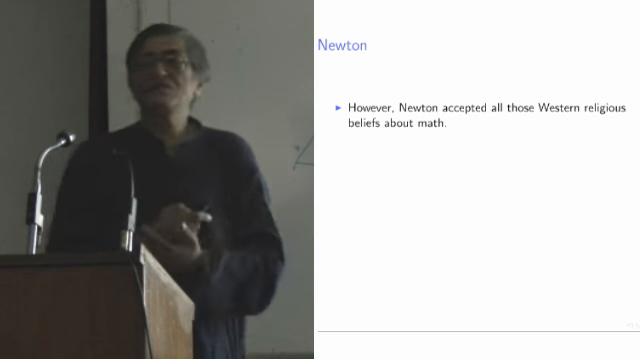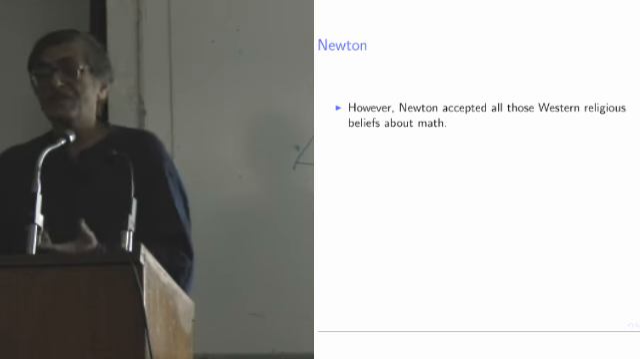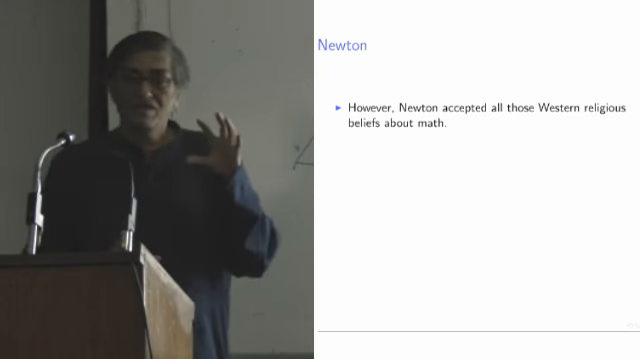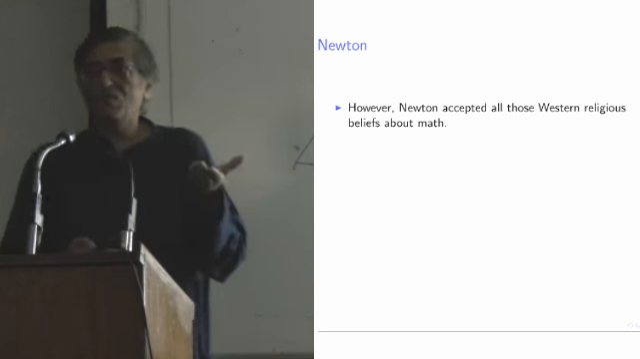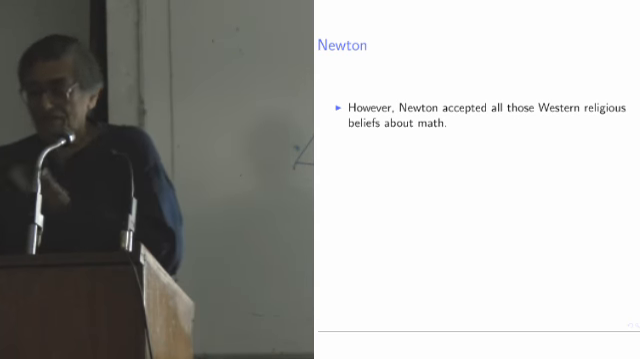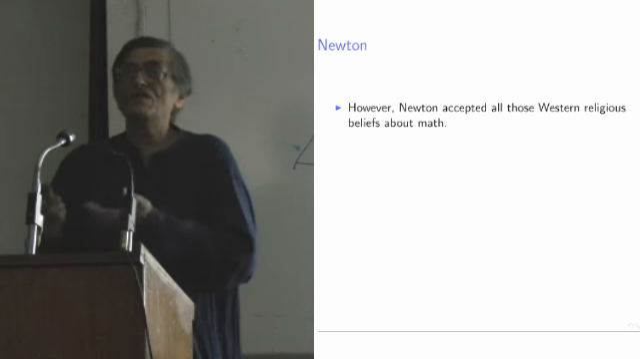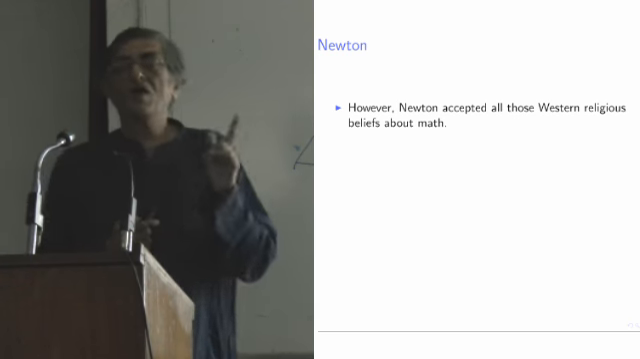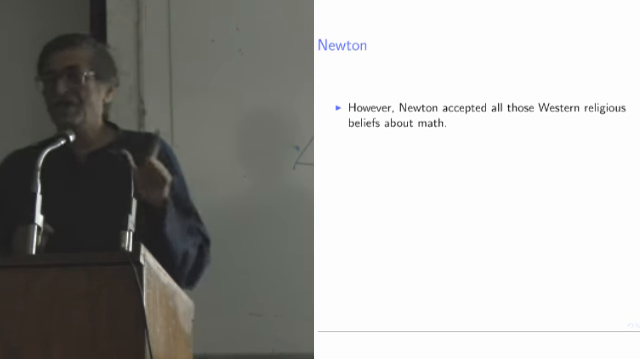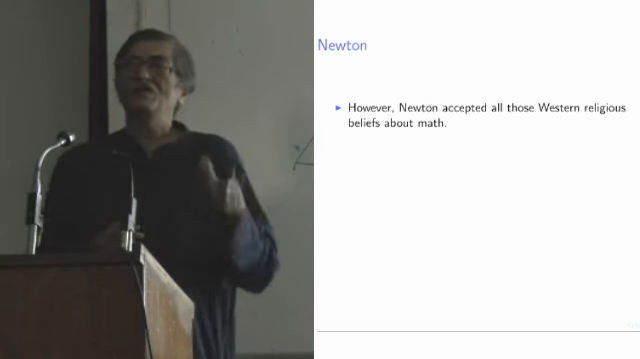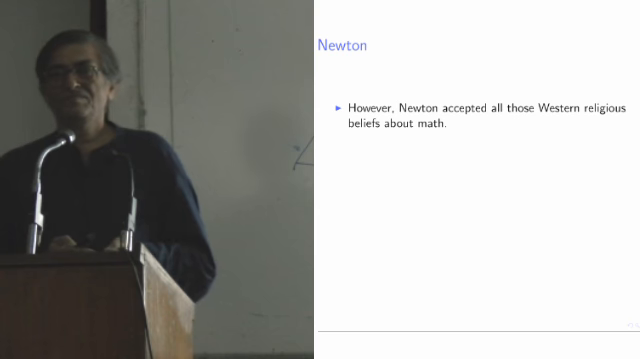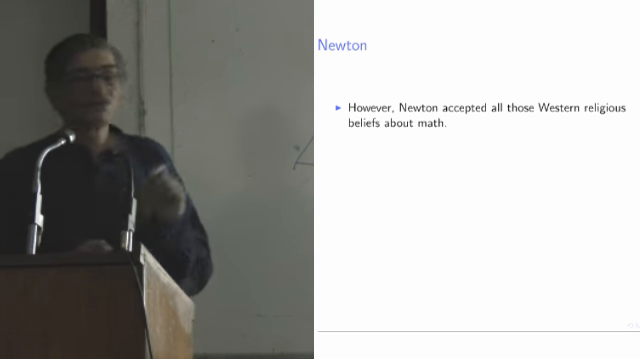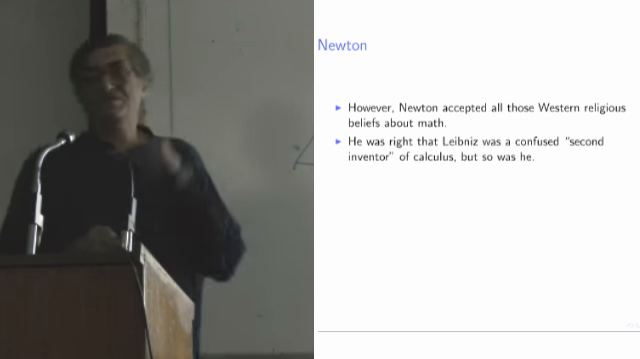Newton accepted all these Western religious dogmas. He said mathematics has to be perfect because of God. That's what Aquinas said: God rules the world with laws of nature. That is why you call them Newton's laws. And those laws are eternal. Because they are eternal, they are written in the eternal language of mathematics. He believed all that, so he said his mathematics must be perfect.